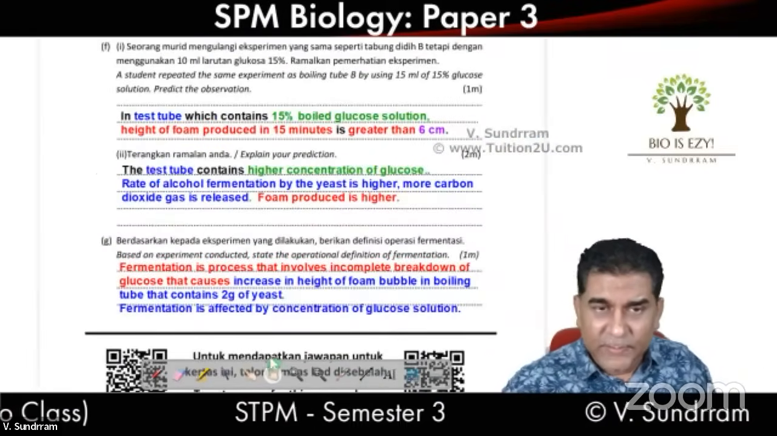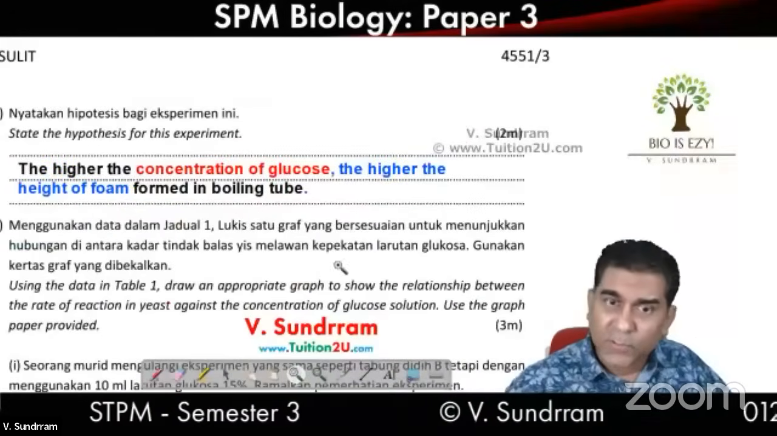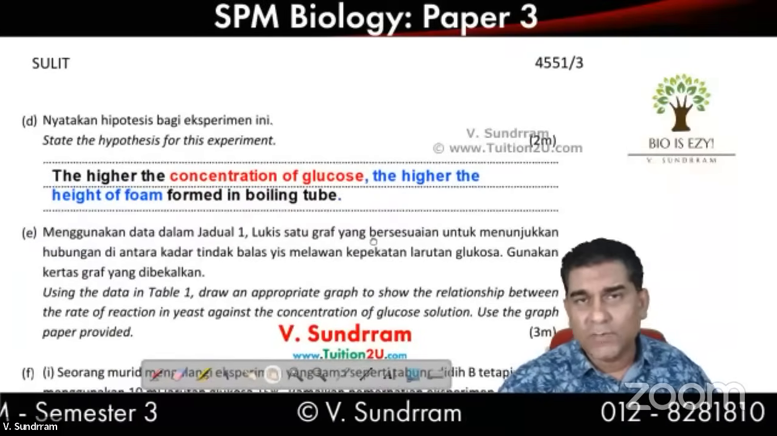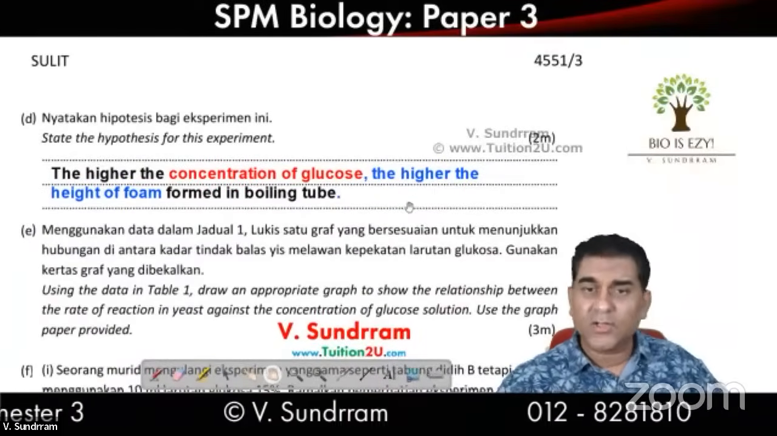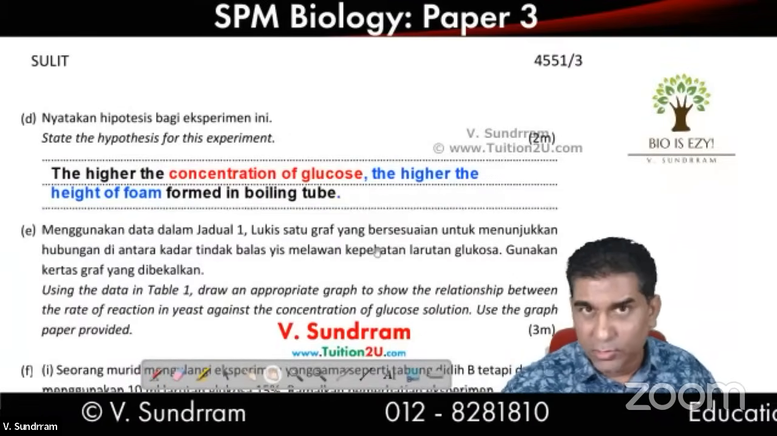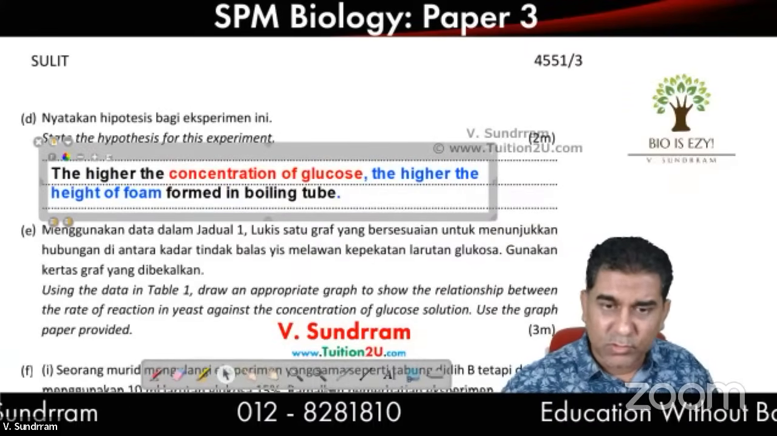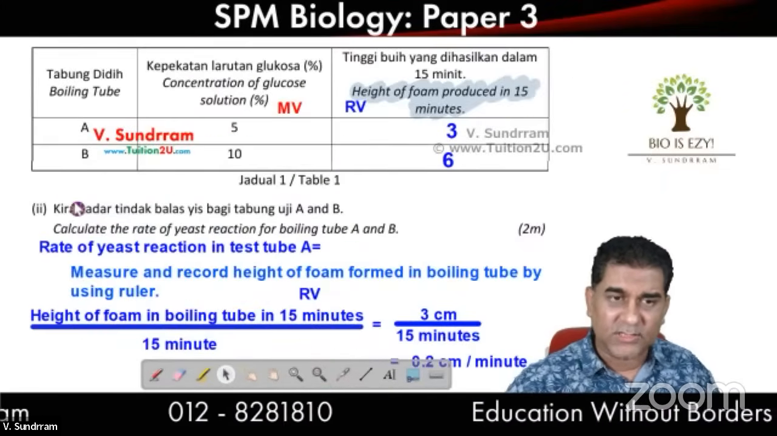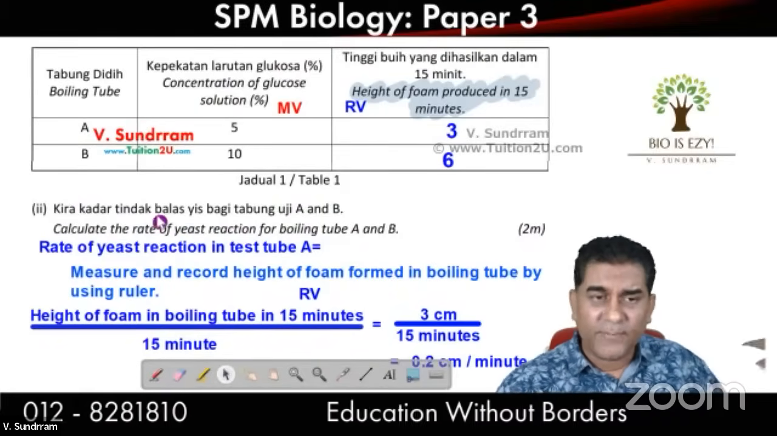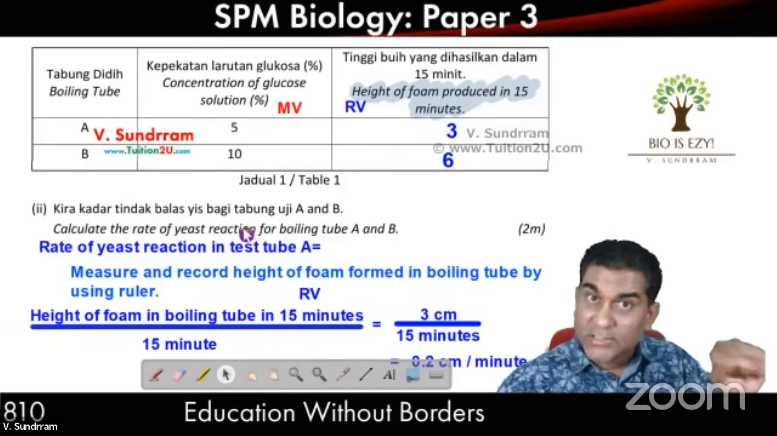So in the next page, we have the hypothesis. Based on my first video, higher concentration or lower concentration. So the higher the concentration of glucose, the higher the height of foam in the boiling tube. You don't have to use the height of foam. You can also use the rate of yeast reaction as your answer. Because the question says the rate of yeast reaction, I can use that word because the question says so.